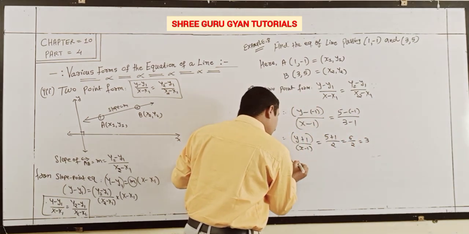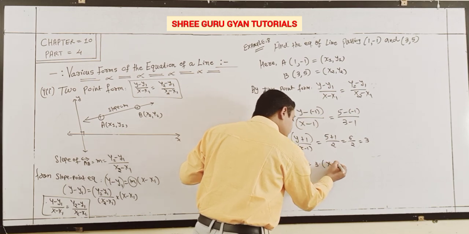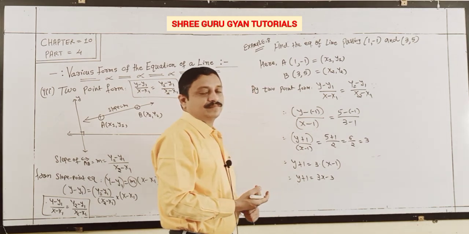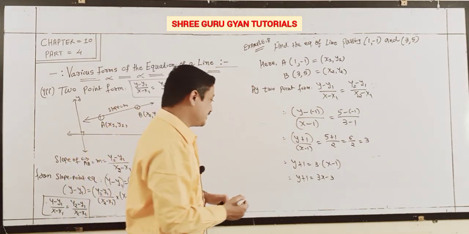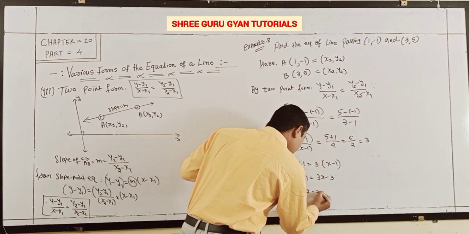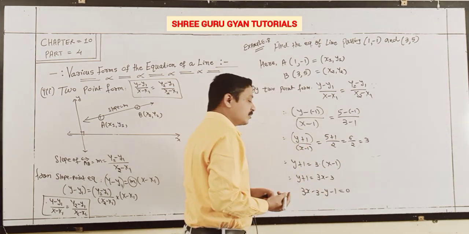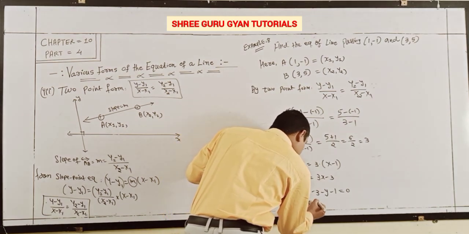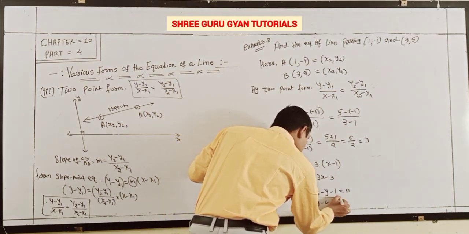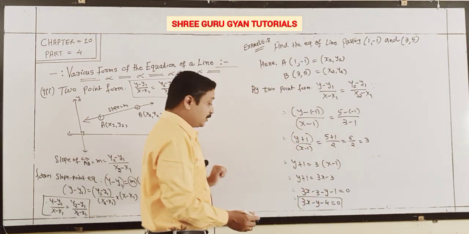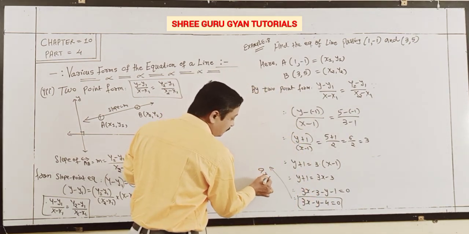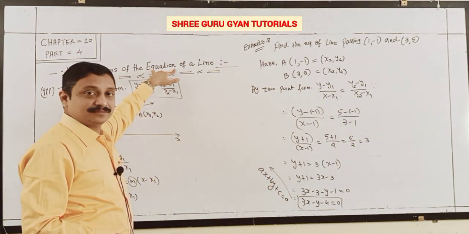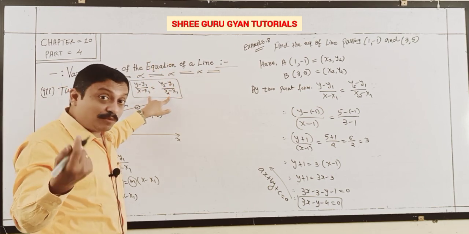So y plus 1 is equal to 3 times (x minus 1). So y plus 1 equals 3x minus 3. Now, 3x minus 3 minus y minus 1. So your final equation will be 3x minus y minus 4 is equal to 0. That's your equation of the line. You can also check that it is in the form ax plus by plus c equal to 0. This is the general form, which is one of the various forms of the line.